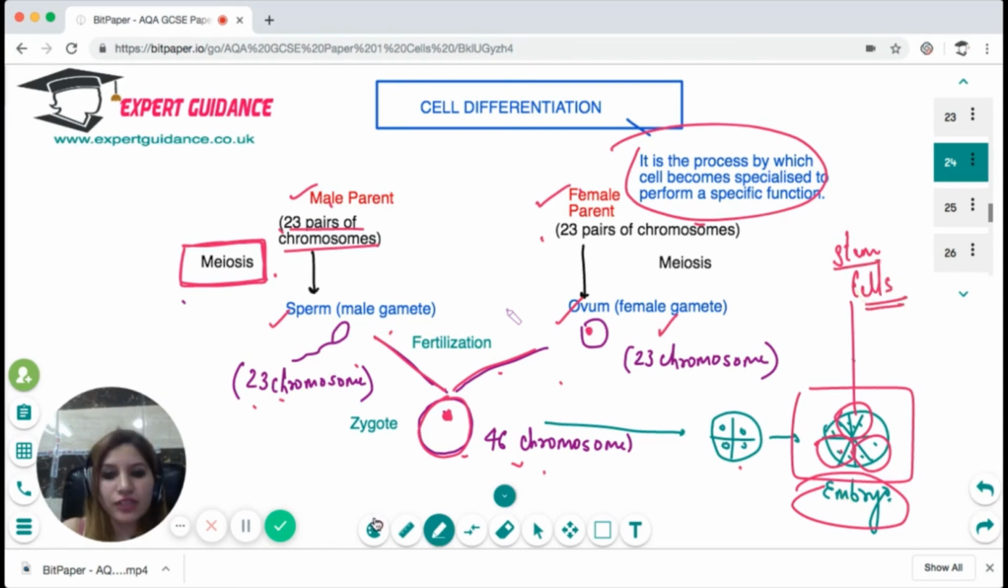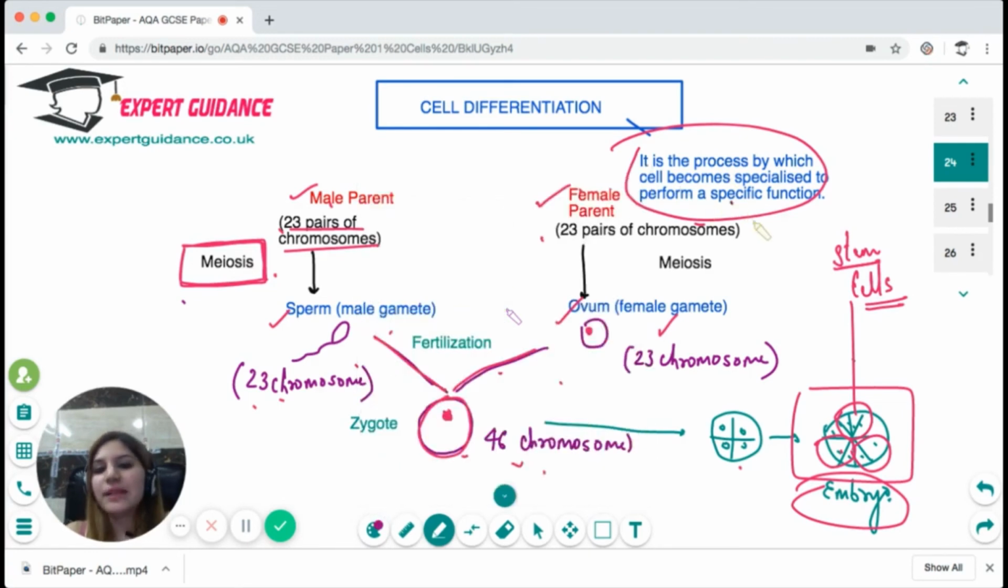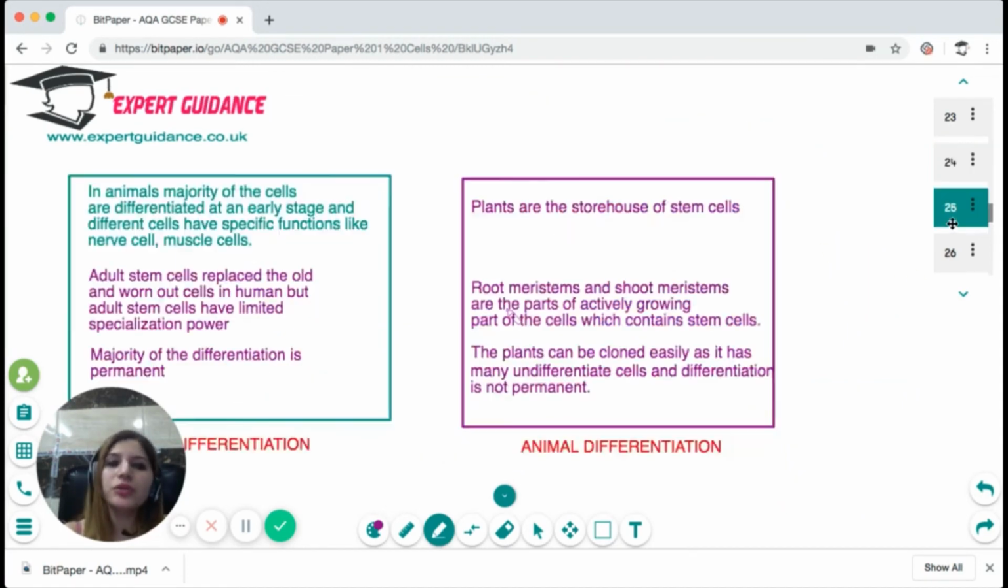Now after this, the process of cell specialization happens, where the cell becomes specialized to perform a specific function. So some part of the cells will specialize to form the circulatory system, some will specialize to form the digestive system, and together they will give rise to a whole new organism.